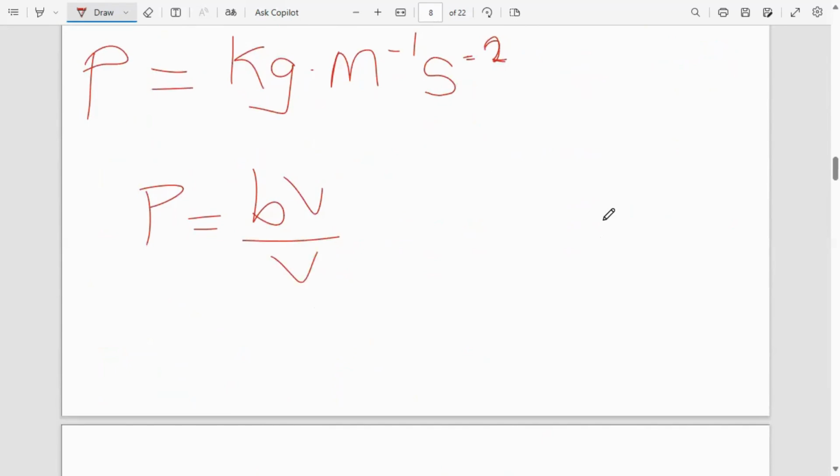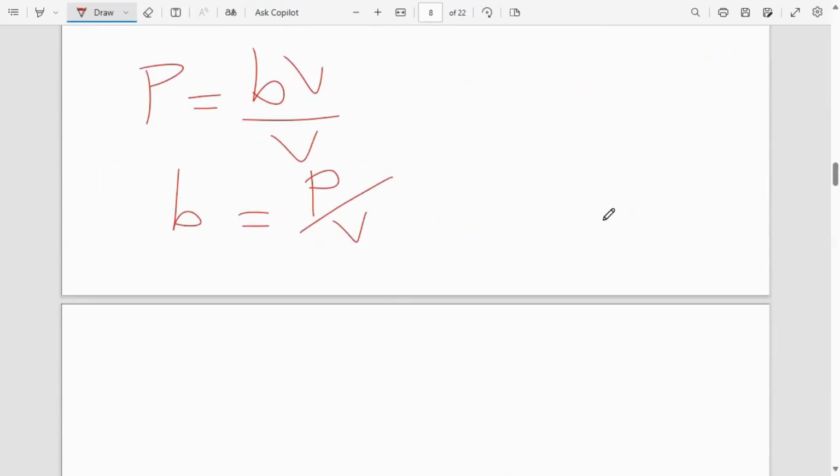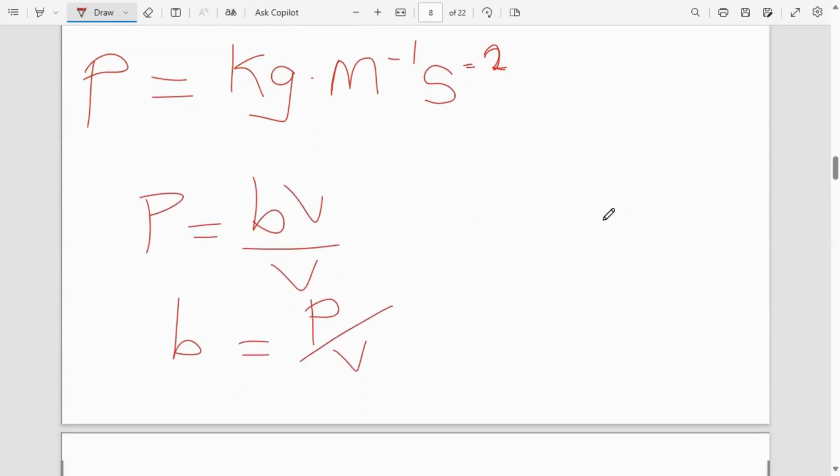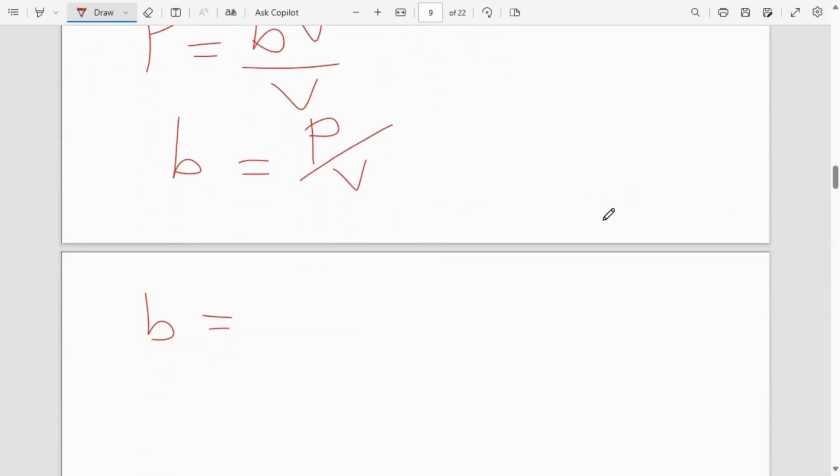We are dividing both sides by V. That means B is equal to what? B is equal to P over V. And V here is velocity, so B is equal to the dimensions of pressure over velocity. The dimensions of pressure are kg m power minus 1 s power minus 2. So we have kg m minus 1 s minus 2 over velocity.